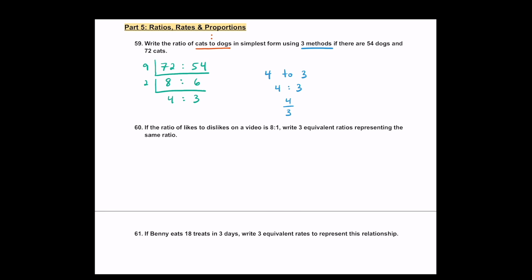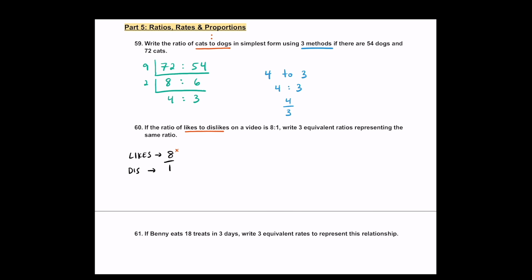Okay. The next one is the ratio of likes to dislikes is going to be 8 to 1. So likes are more, dislikes are less. 3 equivalent ratios representing the same ratio. Okay. So we could have 8 to 1. I'll use fraction form here. That means 8 likes. Alrighty, here this is likes, and then this is dislikes. So we need to come up with 3 equivalent ratios.